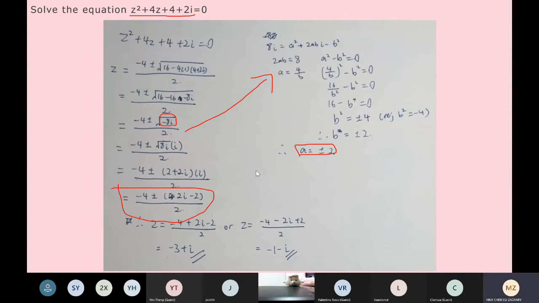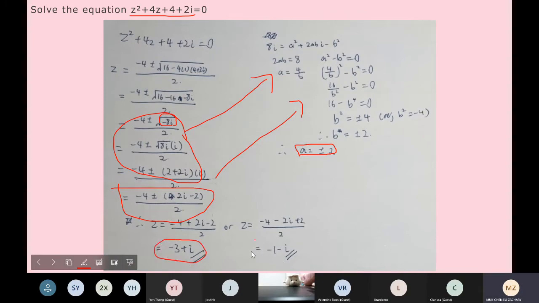For those of you who don't have GCs and like to break things down and make your life difficult like myself, you do this, and then you get this thing here. Then you finally reduce it down to this. Okay, once you get to this, I think it's pretty self-explanatory. All right, you basically solve for 2 values of z, which are these. Okay, I think that should be quite easy. Okay, we'll move on to the next question.